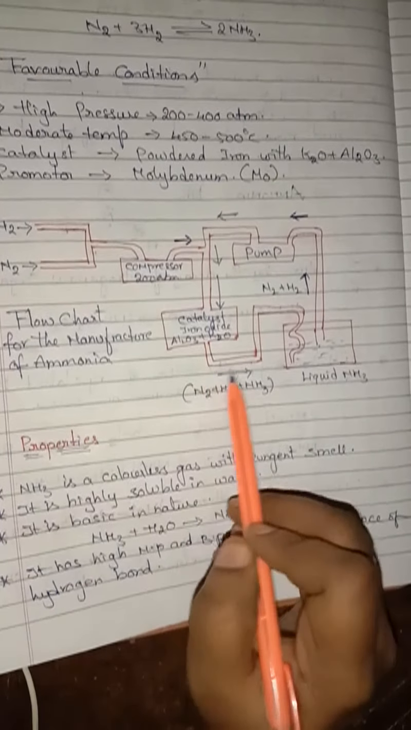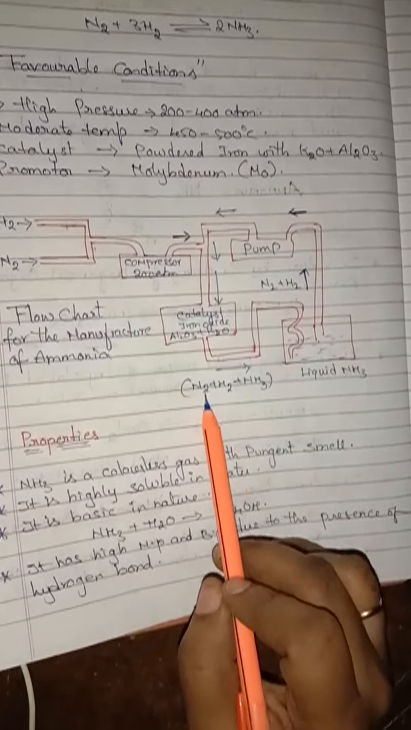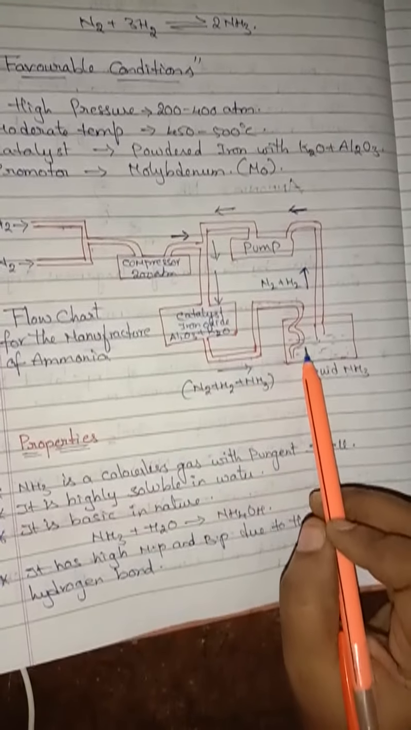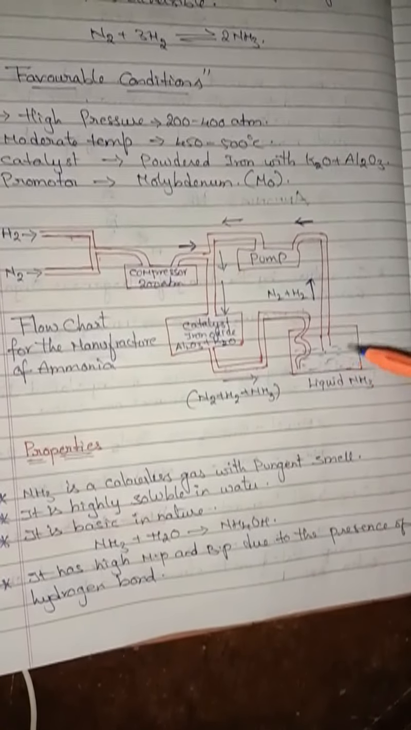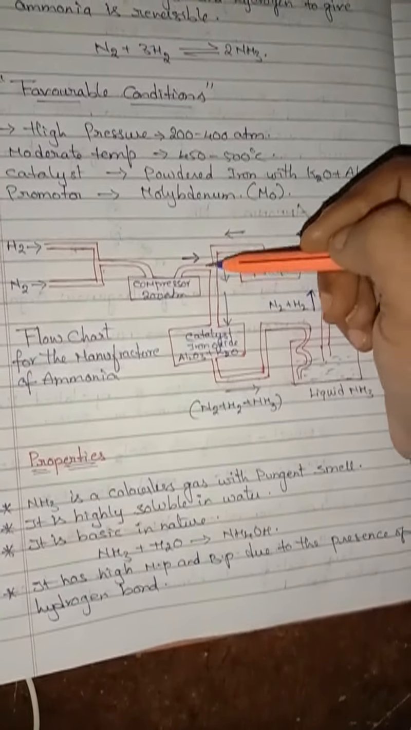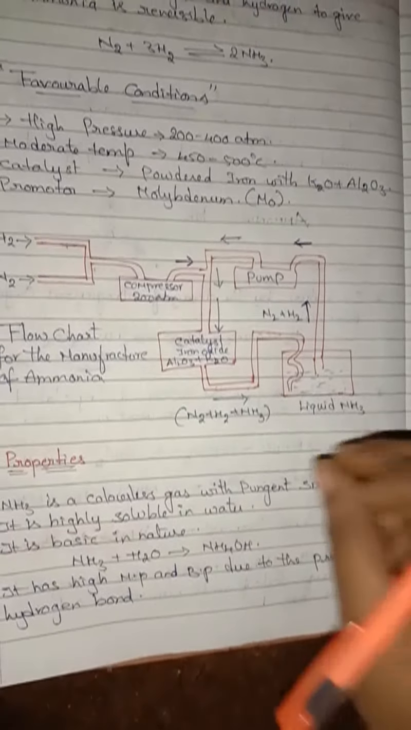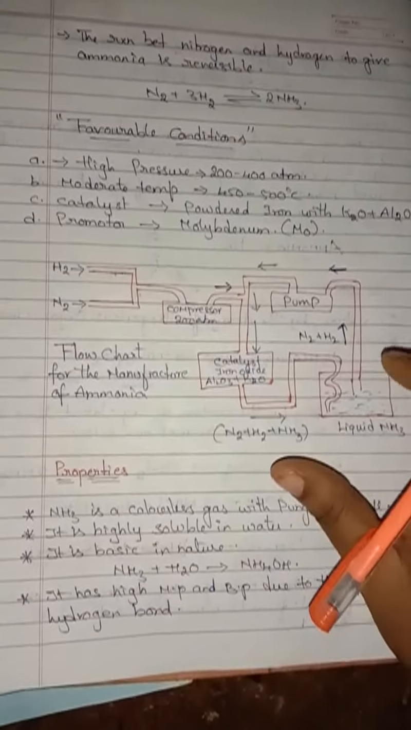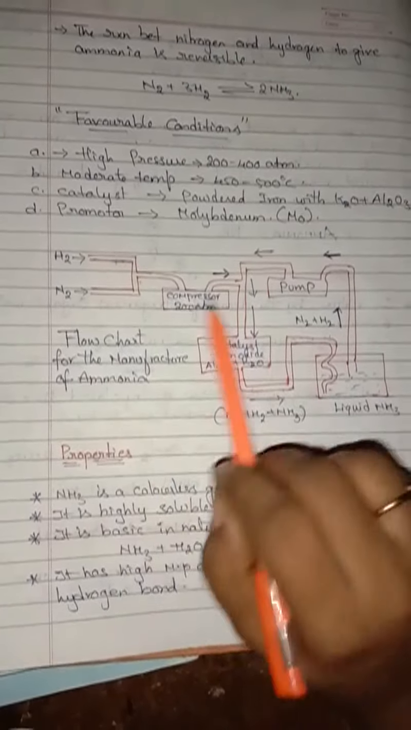Understand? From the catalyst bed, what are we going to get? N2 plus H2 plus NH3. So 3 are there: N2, H2, and NH3. Ammonia is also there. When it is cooled, we get liquid ammonia. The liquid ammonia is tapped out, and the remaining unreacted gases are moved back again, and the process continues until we get complete liquid ammonia. So this is the industrial preparation, that is Haber's process. This is the flow chart of manufacture of ammonia.